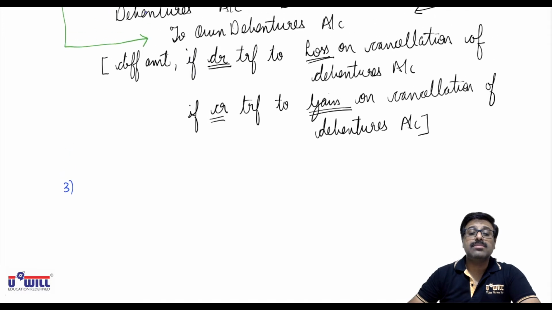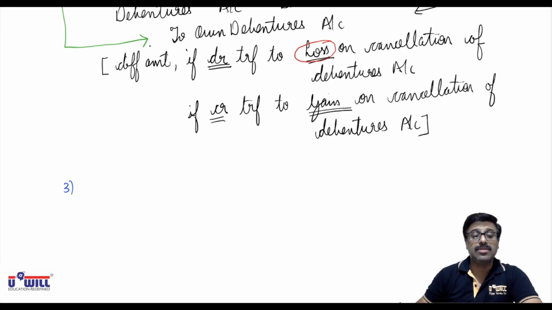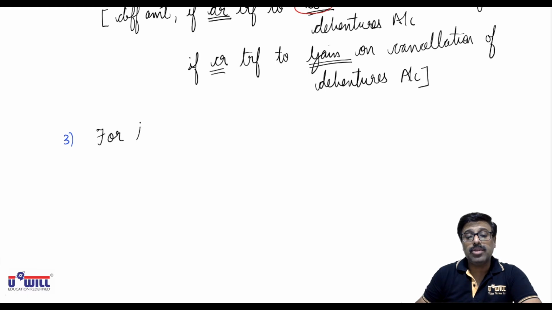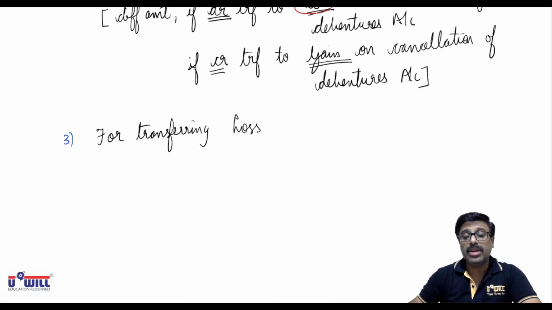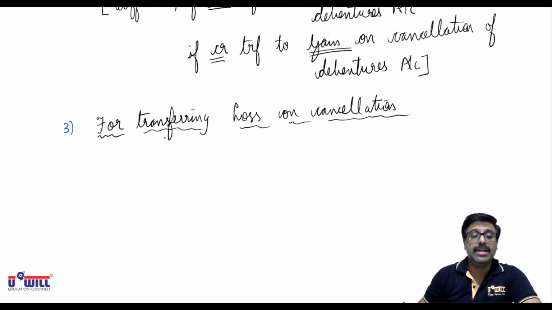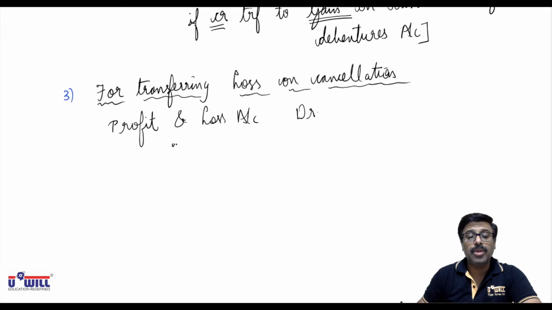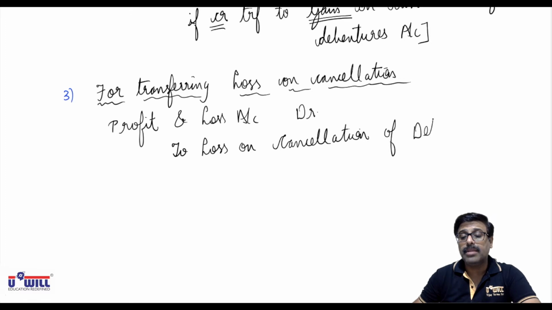Now, if there is loss, then that will be transferred to profit and loss account. So for transferring loss on cancellation, the entry will be, okay, if there is loss, then that will be transferred to profit and loss account. So loss account which we had debited, we will reverse and credit, and we will transfer it to our profit and loss account. So profit and loss account debit to loss on cancellation of debentures account.